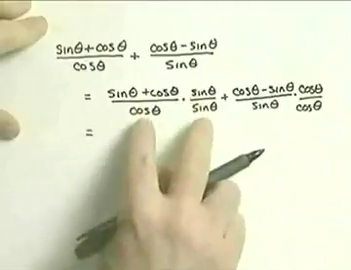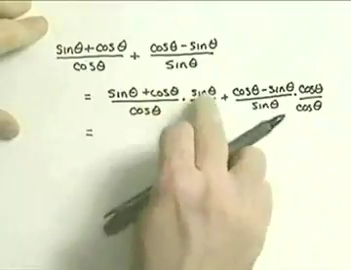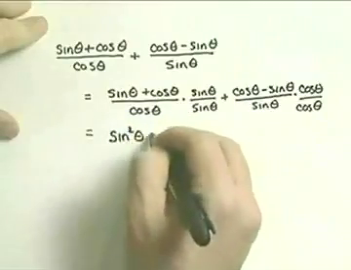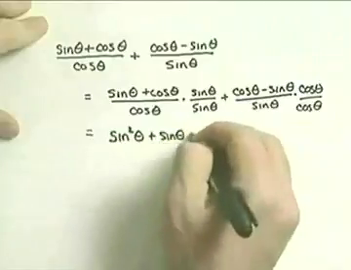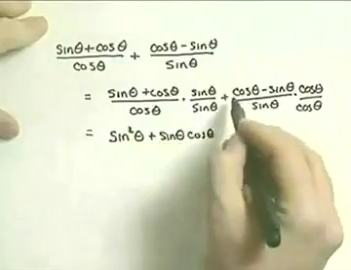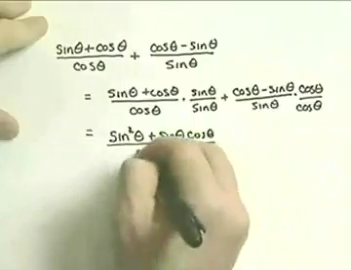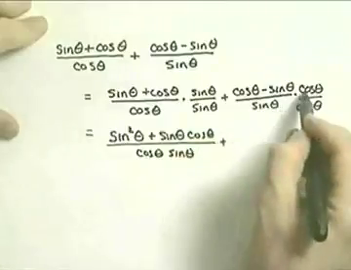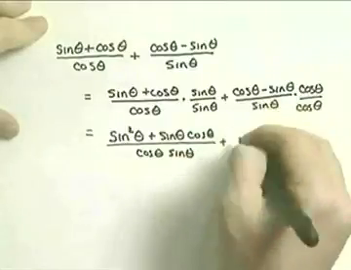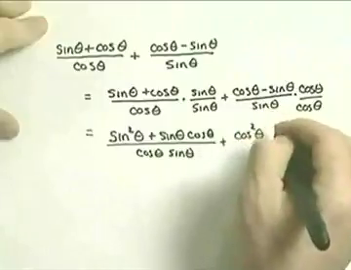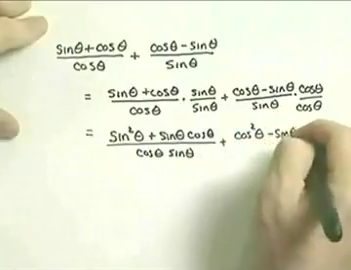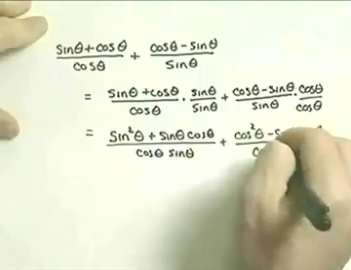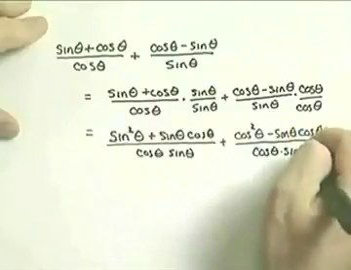So that in this first expression, I'm going to distribute the sine of theta in the numerator. That gives me sine squared of theta plus sine of theta times the cosine of theta. And that's over cosine theta sine theta. Plus, distribute in the second expression, cosine times cosine is cosine squared of theta minus sine theta cosine theta over cosine theta times sine theta.